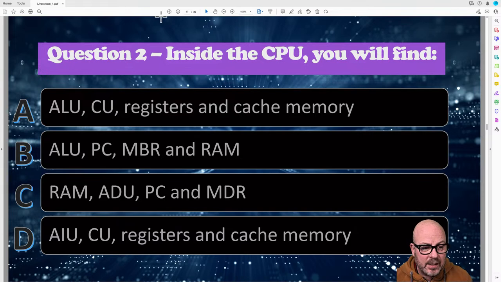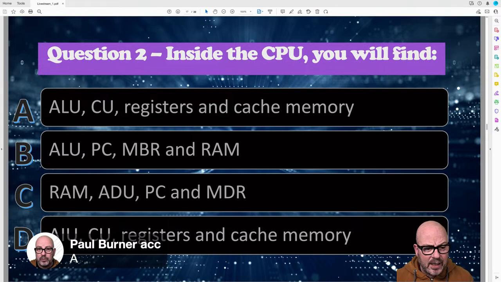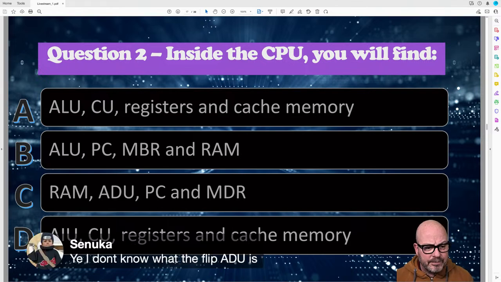Sanuka's in there with a C. We've got Jelly with an A. Hello, Jelly. We've got Deason with an A, Ishak with an A, and Paul with an A. Okay, shall we see what the answer is?